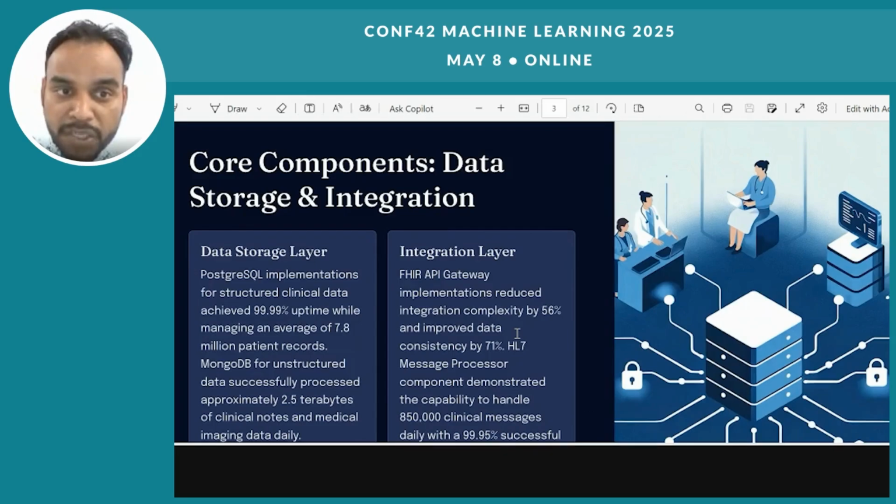ETL pipeline implementations in public healthcare environments have shown remarkable efficiency in data transformation and loading. According to recent studies, modern ETL systems can process up to 350 GB of clinical data per hour while maintaining data quality scores above 95%. The real-time event bus architecture has proven particularly effective in managing clinical workflows, processing an average of 12,000 events per second with latency under 100 milliseconds, enabling real-time clinical decision support systems.